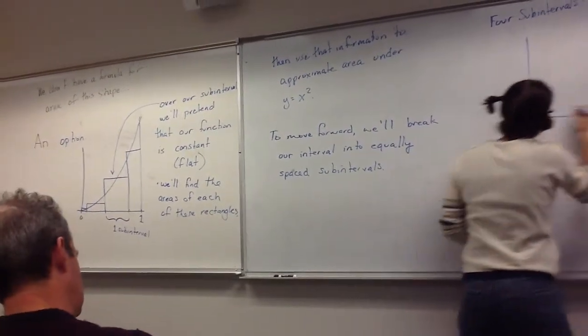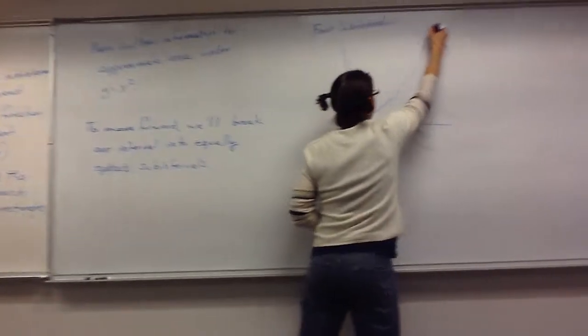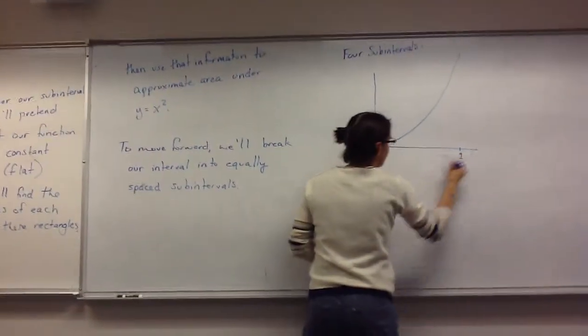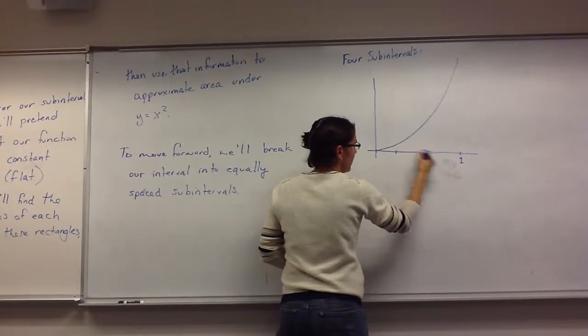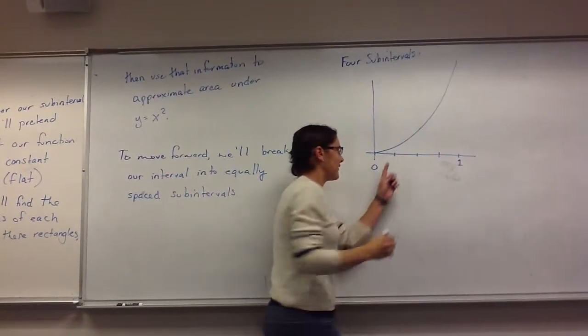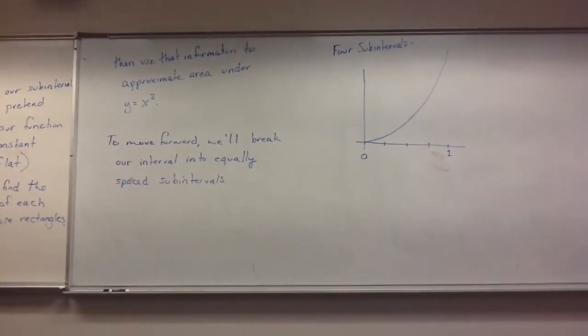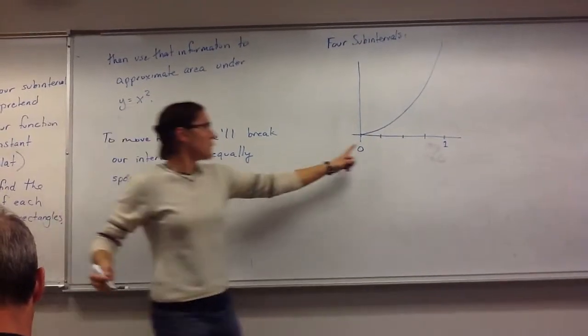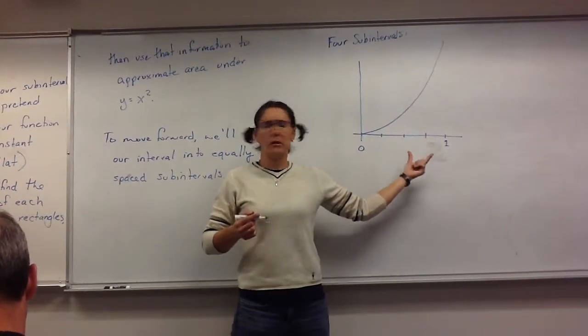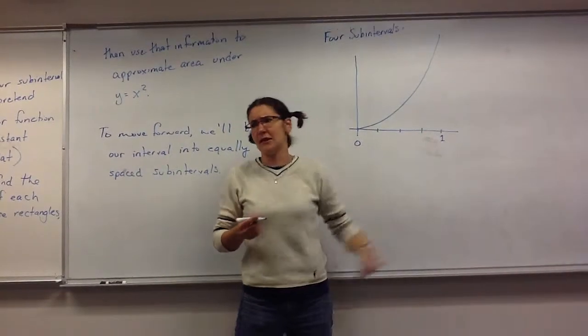So if I break this picture up, the interval from 0 to 1, into 4 equally spaced subintervals, then I have some labels on these marks here. So what I'd like you to do right now is to take a look at your neighbor and tell your neighbor what these marks should be in between 0 and 1 so that these are equally spaced subdivisions.